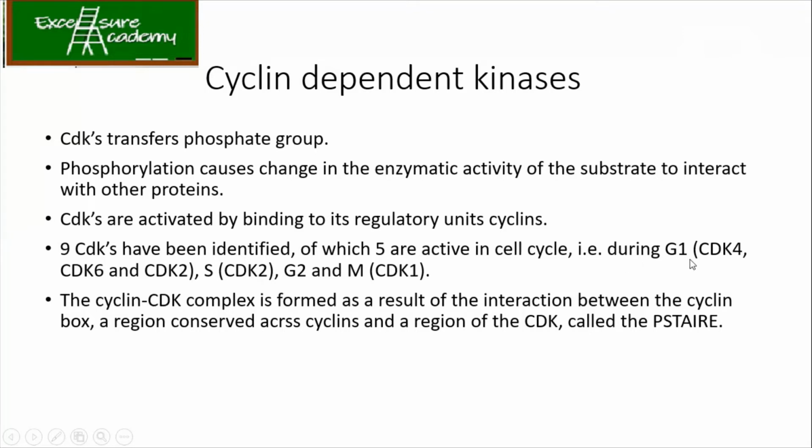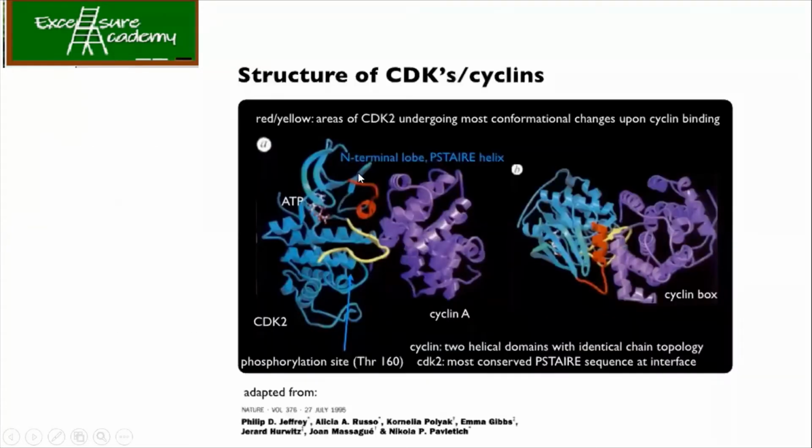For example, during G1, we have CDK 4 and 6, in S we have CDK 2, and in G2/M, we have CDK 1. Okay. So the cyclin CDK complex is formed as a result of the interaction between the cyclin and the CDK. The region of the CDK where the cyclin is binding, conserved across cyclins, is known as the PSTAIRE helix. So this is the structure. Here you can see cyclin A and CDK2, and then they interact. Okay. So this region is known as the PSTAIRE helix over here.